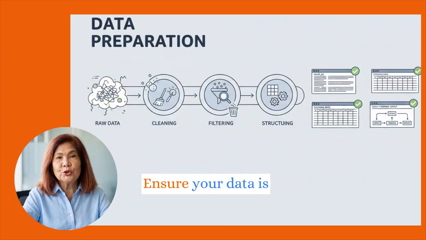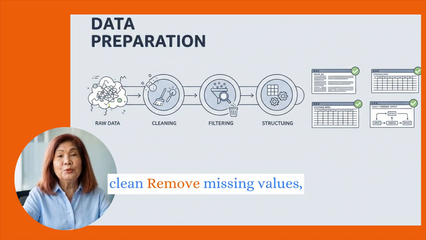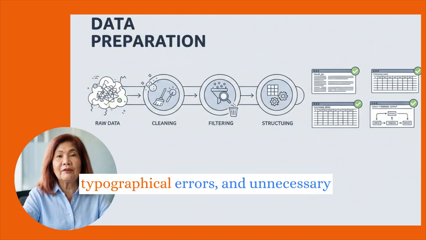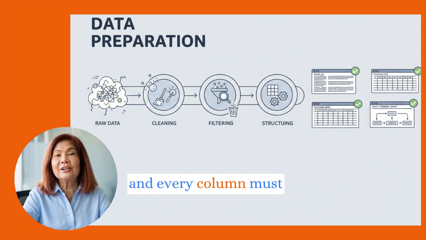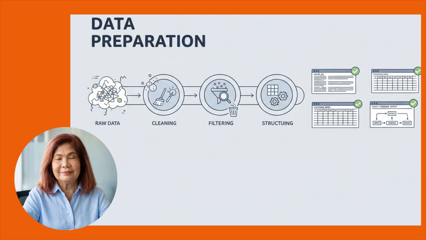2. Ensure your data is clean. Remove missing values, typographical errors, and unnecessary characters. Watch this space! Data cleansing features will be introduced in future updates of DatViz AI. 3. Use a single header row. Your dataset should have one clear header and every column must be labeled.